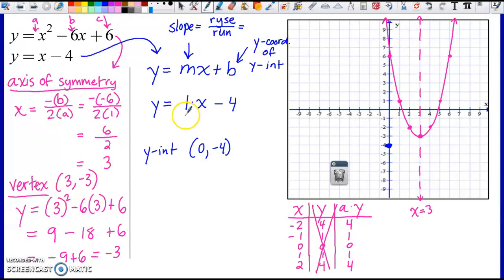Again, my slope is 1. As a fraction, that's 1 divided by 1. So I'm going to rise 1, run 1, rise 1, run 1, and so on. And now I have this line.